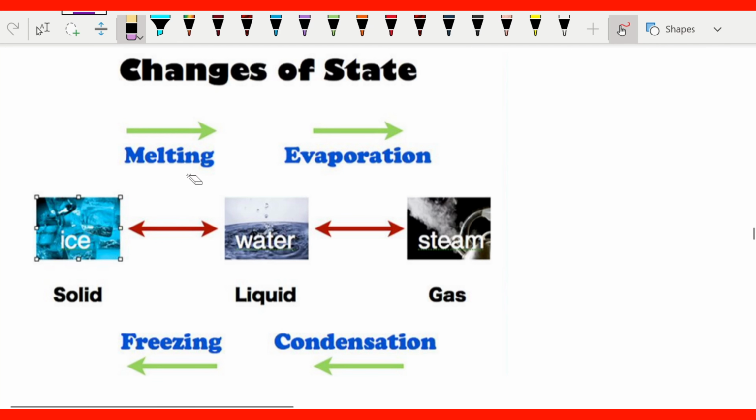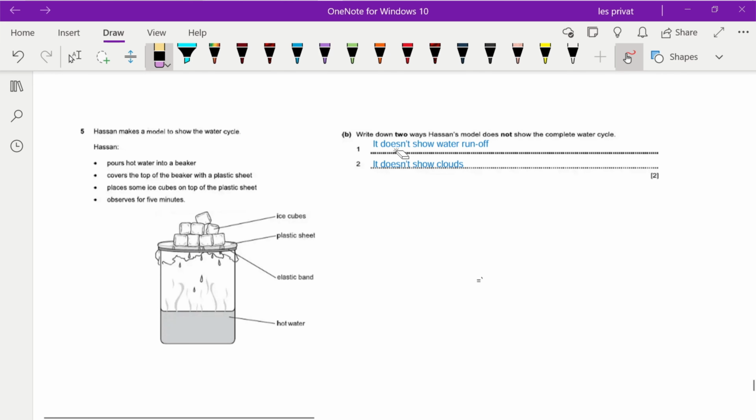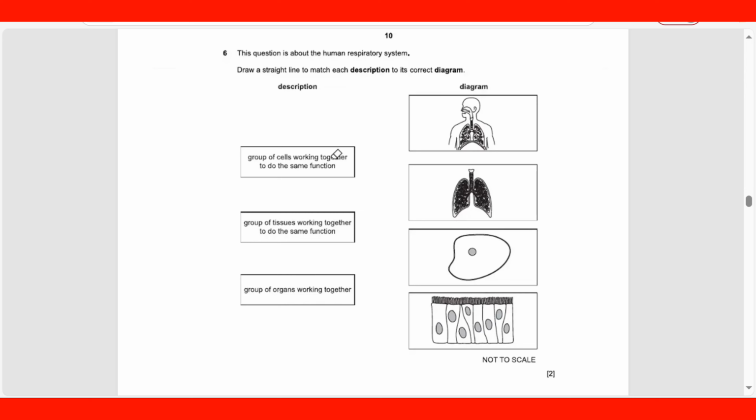And this is a diagram of changes of state in case you need it. From solid to liquid is melting, from liquid to gas is evaporation, and the reverse process, gas to liquid, is condensation, liquid to solid is freezing. Let's move on. Just to explain, the 2 ways this model does not show are the water runoff and also clouds. Let's move on. Okay, guys, this question is about the human respiratory system.